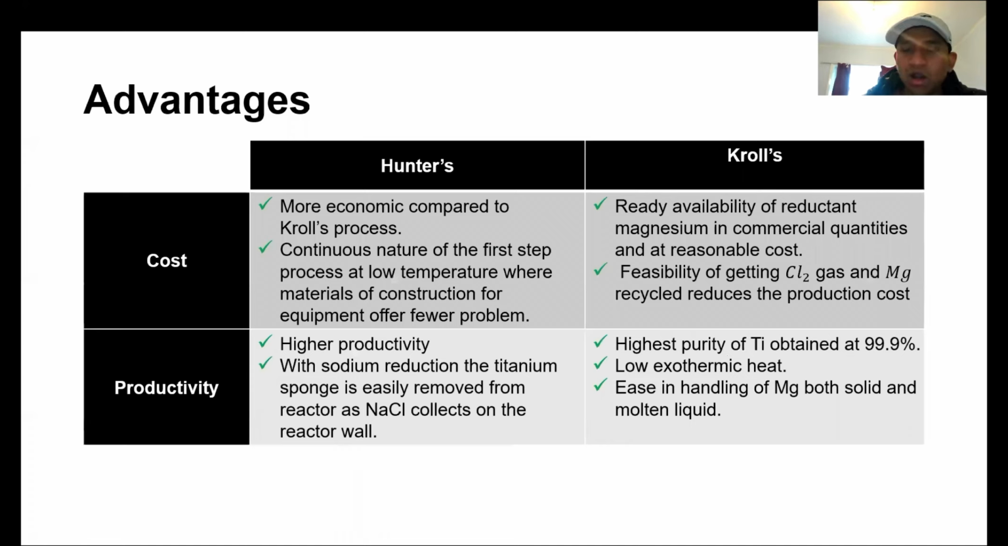Some advantages of the Hunter process are the continuous nature of the first step with low operating temperature, where materials of construction for equipment offer fewer problems. While for the Kroll process, there is ready availability of the reductant magnesium in commercial quantities and at reasonable cost. Moreover, the feasibility of getting chlorine gas and magnesium recycled decreases the production cost.